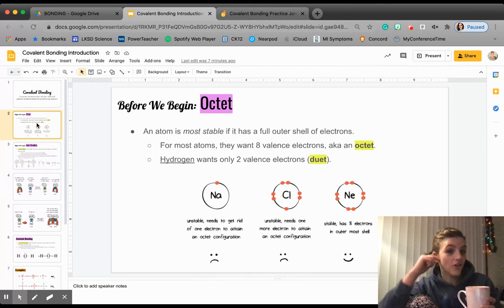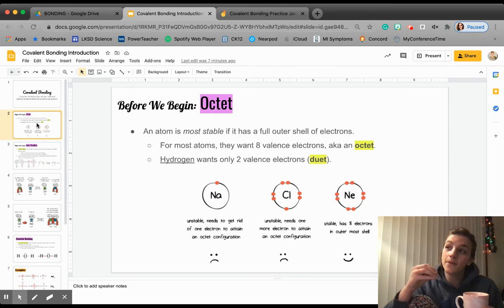The foundation, though, for both of them is that atoms are most stable when they have a full outer shell of electrons. For most atoms, that's going to mean that they want 8 valence electrons. We call having 8 valence electrons an octet. What's new and different for you today, though, is that hydrogen is an exception to that rule.